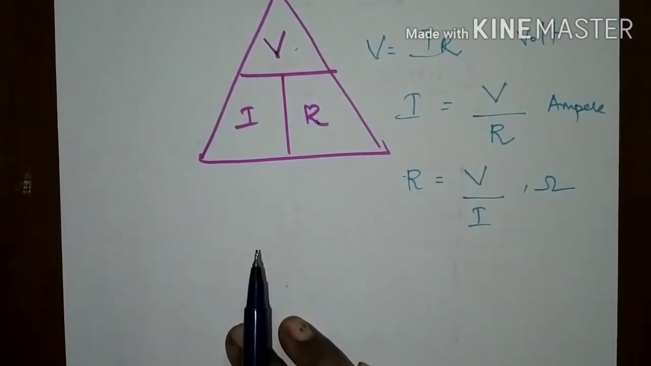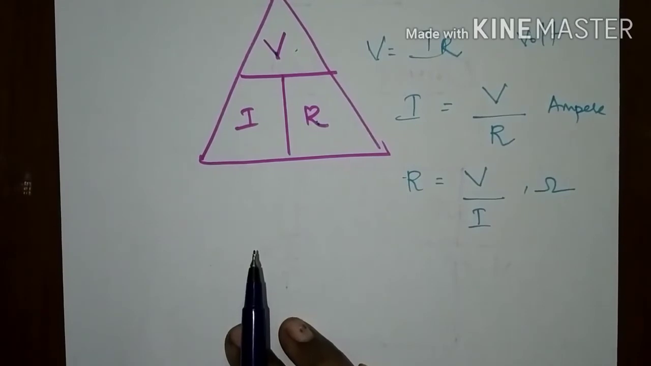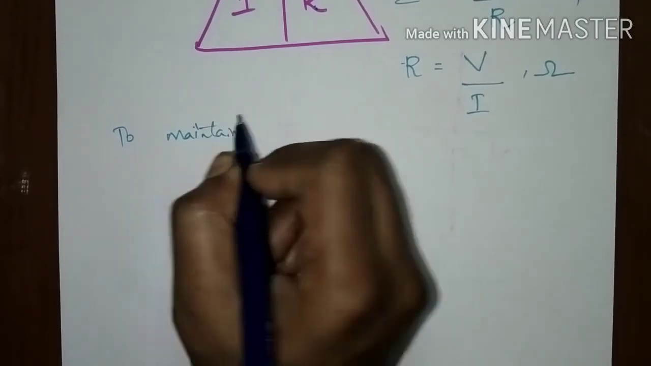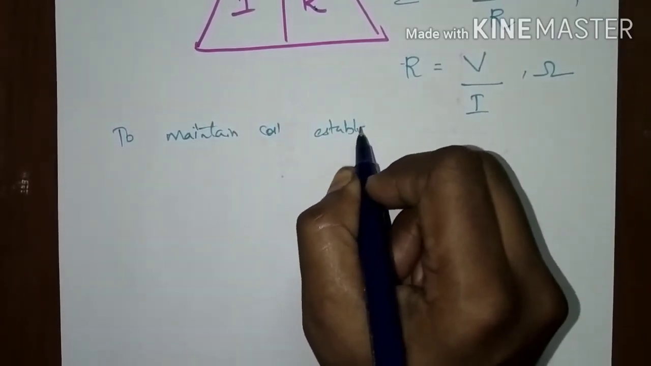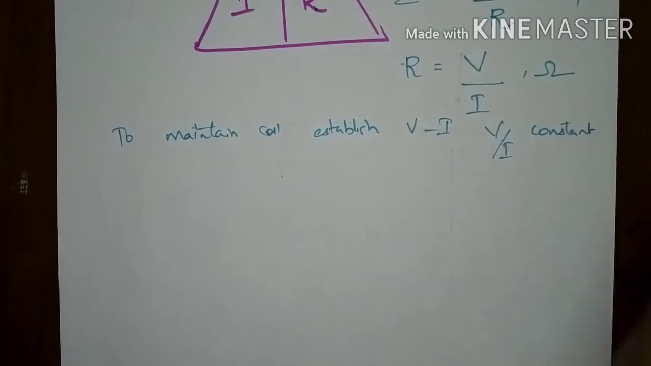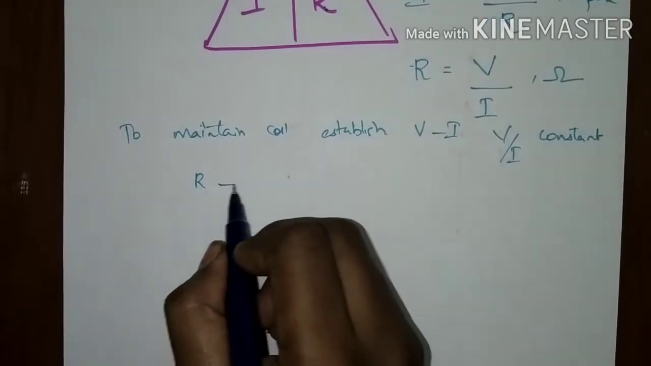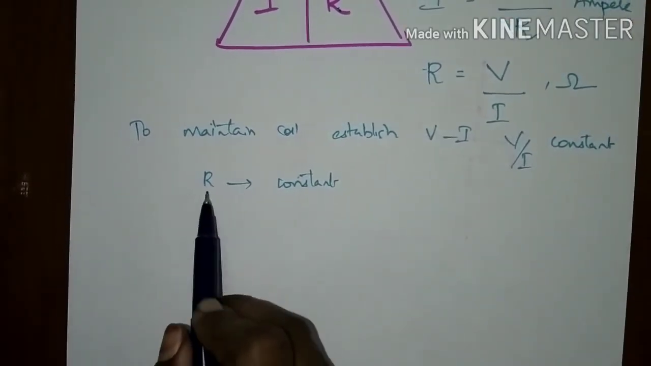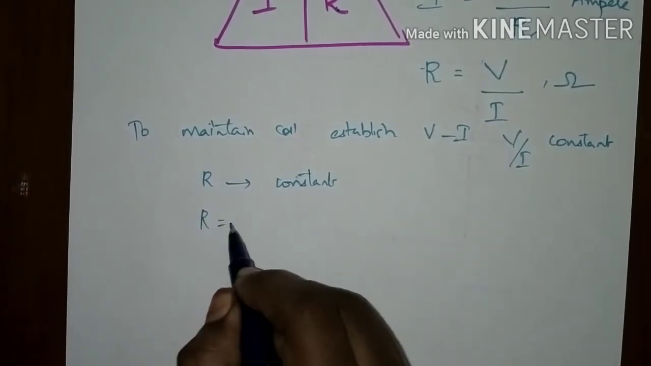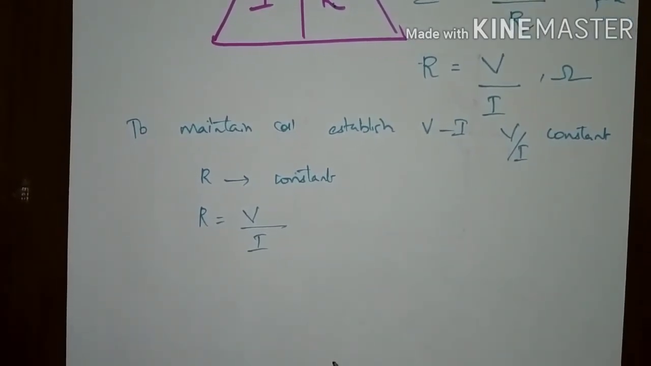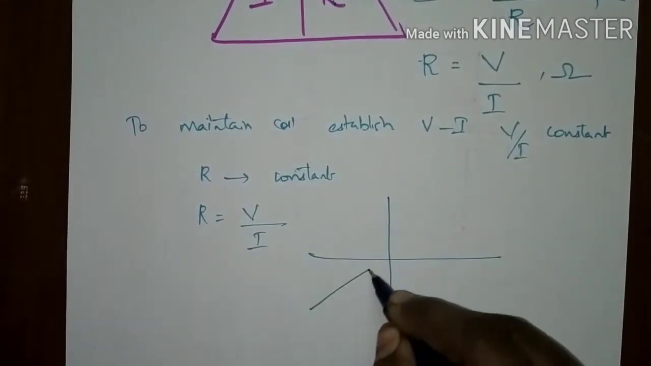In order to establish the current-voltage relationship, the V by I ratio remains constant for the given resistance. Therefore, a graph between V and I must be a straight line. We know that the resistance value is constant for a metal, right? Resistance is constant for a metal. We are maintaining a constant temperature for the metallic conductor. So, to maintain the resistance constant, we have to make the V by I ratio a constant value. To maintain V by I as a constant, the graph must be a straight line. So, it will obey the linearity principle.